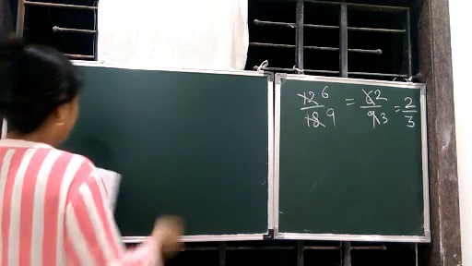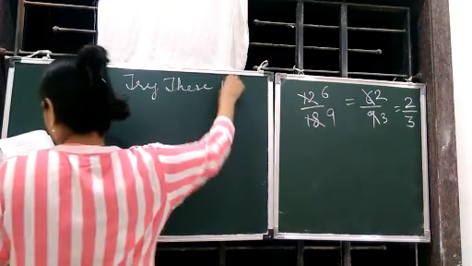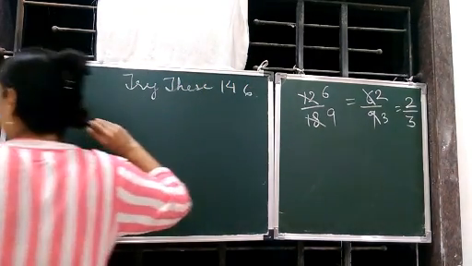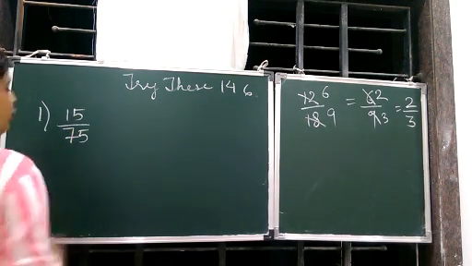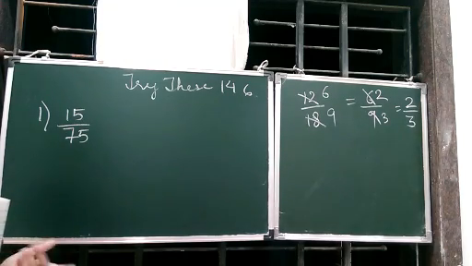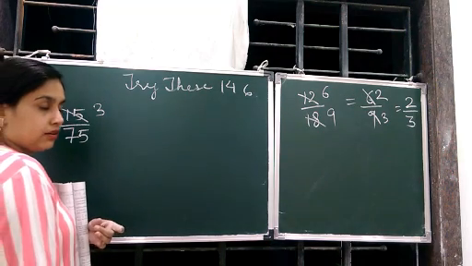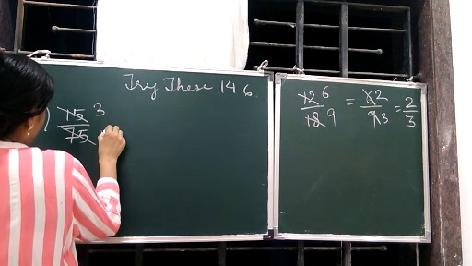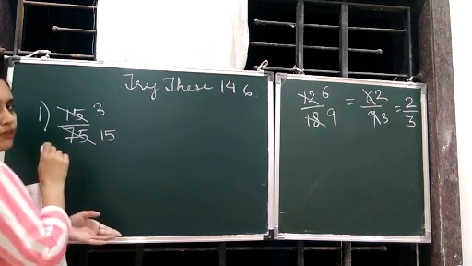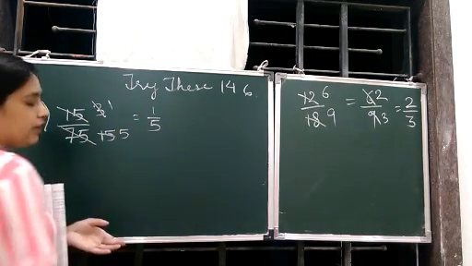Try these on page 147. I mean to say 146. Write the simplest form of 15 by 75. Both are divisible by 5, both are divisible by 3. Your choice. I am doing it by 5. 5 3s are 15, 5 1s are 5, and 5 5s are 25. Still both are divisible by 3. So 3 1s are 3, 3 5s are 15. So answer is 1 by 5.